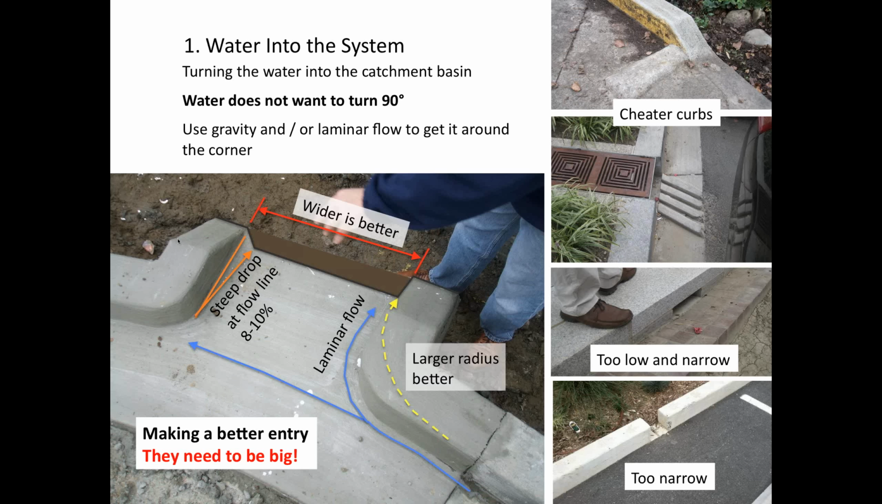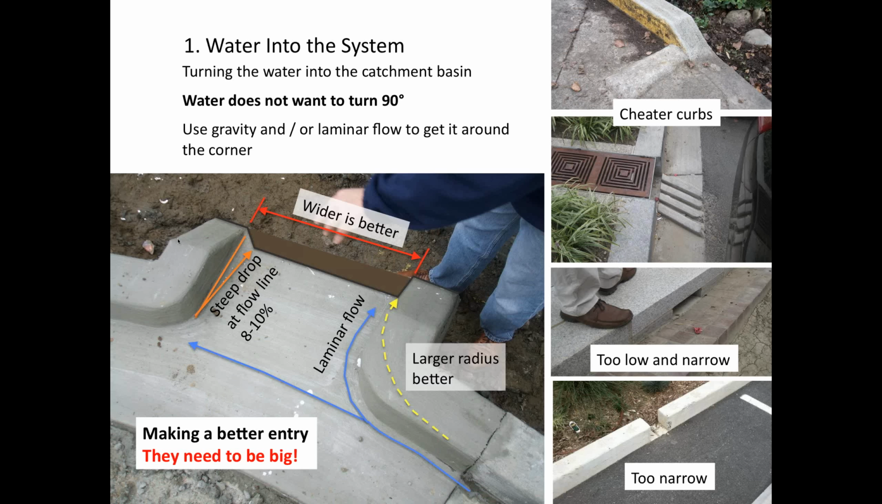We can also use gravity by putting a very steep drop onto the throat of whatever system we're doing. But you have to get it up to about 8 to 10% in order to have gravity begin to overcome the velocity of the water wanting to move directly across this opening. Some places have tried using cheater curbs to overcome this problem. But generally, I see that we're making the systems too narrow, too small, too low, and I really don't think an awful lot of water is going in some of these really small systems.